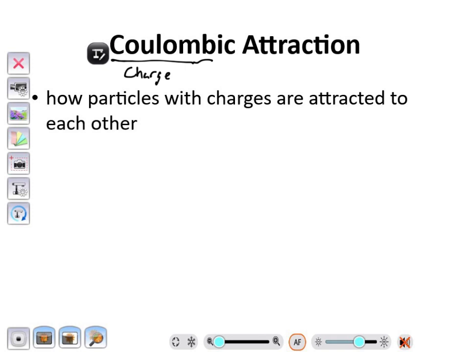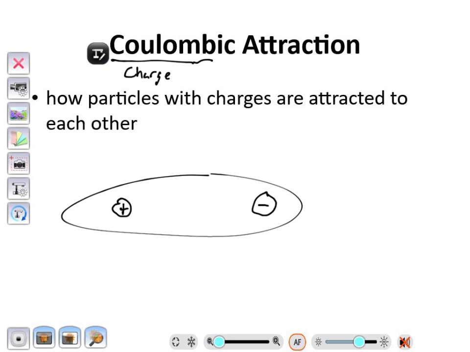Okay, so to break down what Coulombic attraction looks like, what are some charged particles that might attract to each other? Right, because protons have what charge? So protons are positive. And electrons are what charge? Negative. So if we're talking about Coulombic attraction in an atom, the thing we're focused on is your protons and electrons, and how they're attracted to each other.